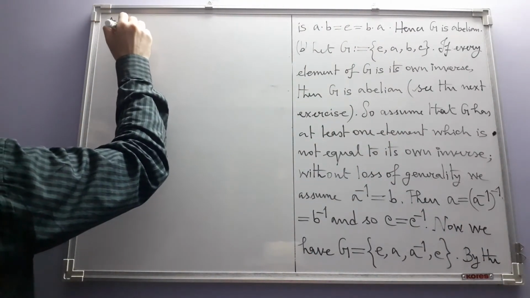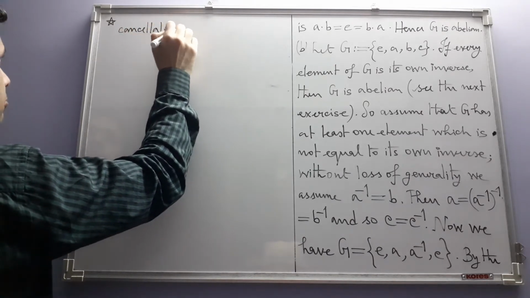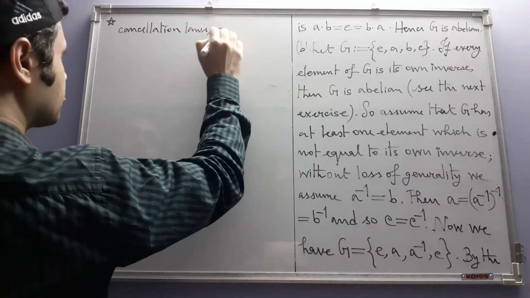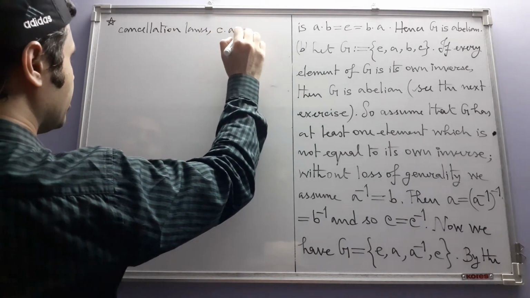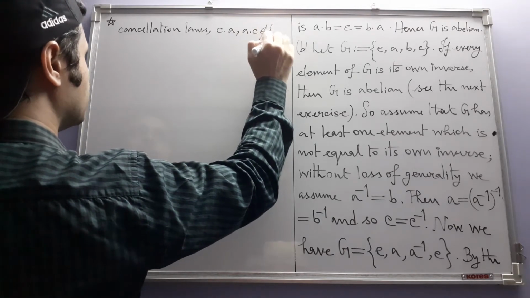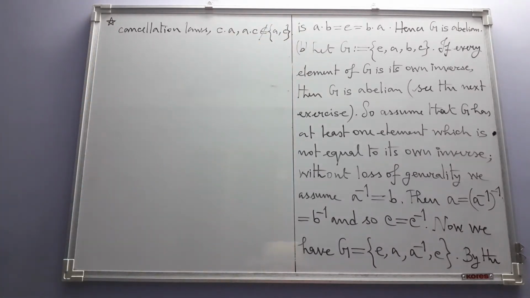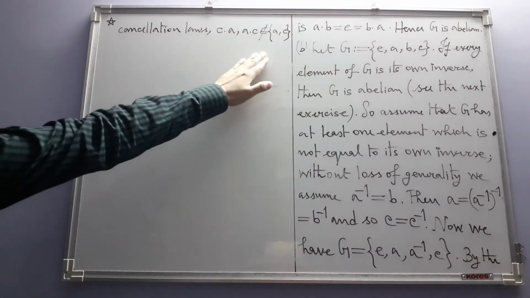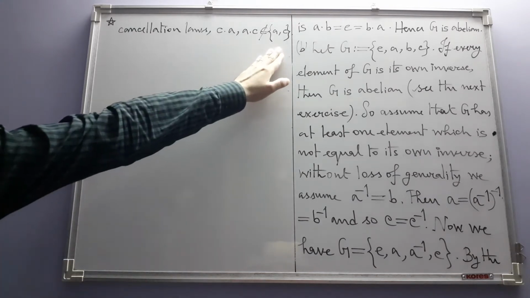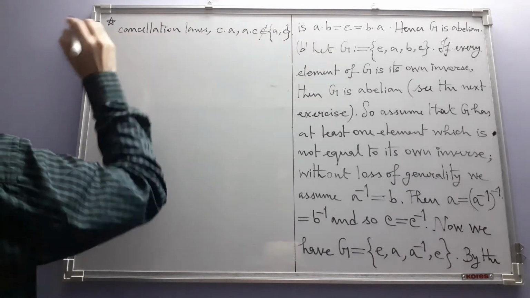By the cancellation laws, C dot A and A dot C do not belong to this set. We have already seen this type of argument in the previous part, and we now know why this is the case.